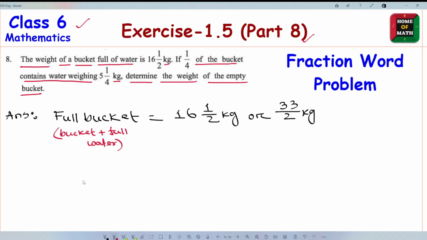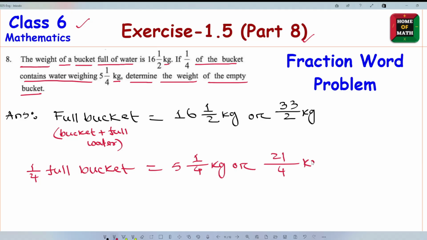Now, second step, if 1/4 of the bucket contains water which is 5 1/4 kg. So, we can write 1/4 full bucket equals 5 1/4 kg, or we can write 4 times 5 is 20, 20 plus 1, 21 divided by 4 kg.